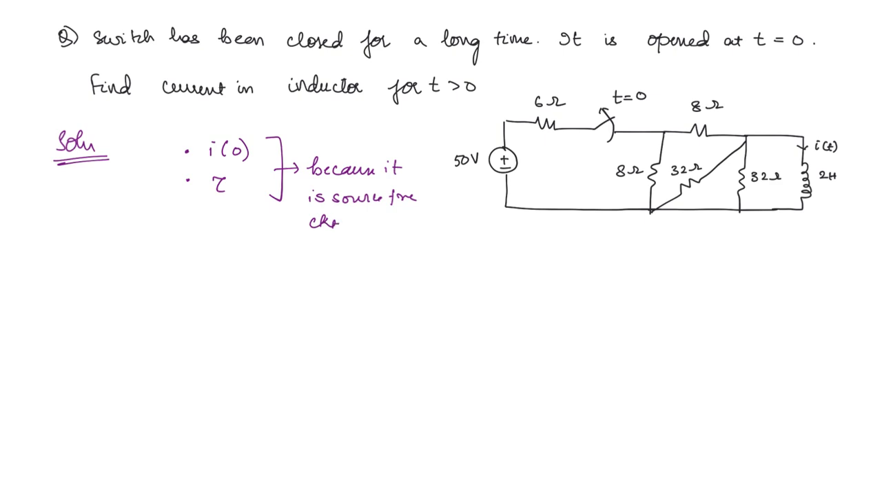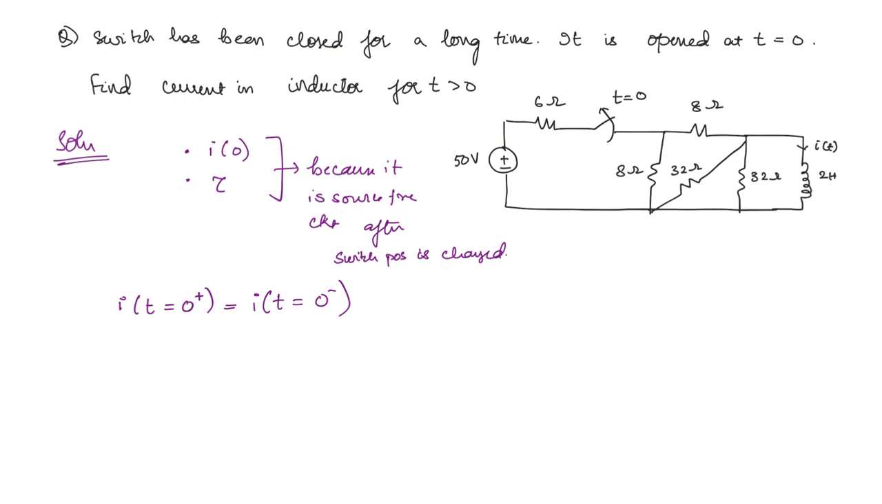It is source free after the switch position is changed. Okay, so this is the important point, because you might get confused that there is indeed a source here. So how will you find the initial current? We want I at t = 0+, that means just after the switch is closed, which is equal to the current just before the switch is closed, because it is the current through the inductor, right? I of t is through the inductor.